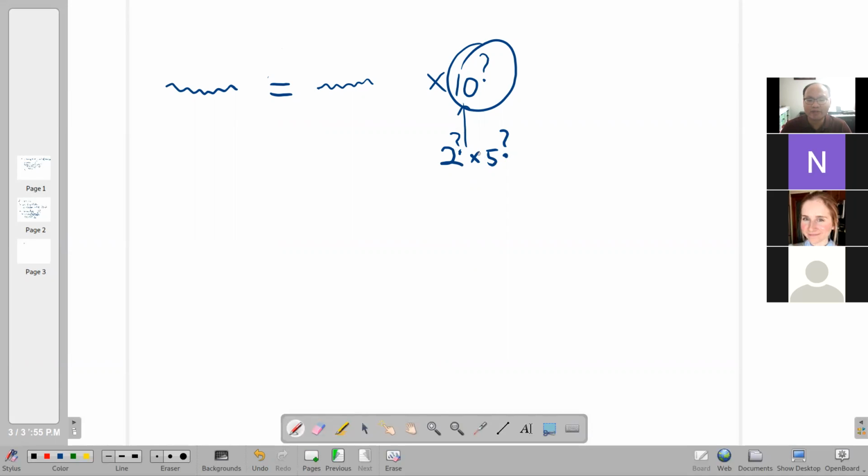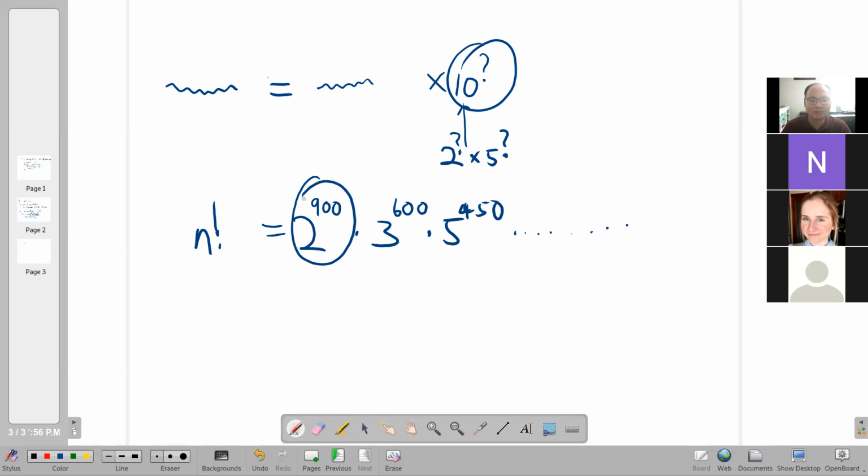So in fact, if you look at n factorial, let's say a million factorial, it doesn't really matter, and you factor it, you have 2 to the something. I don't know what it might be. Let's say 900, I'm just making numbers up. Maybe 3 to the, I don't know, 600, and 5 to the 450, and then maybe a bunch of other things. The only way you can get zeros at the end is through combinations of 2s and 5s. None of the other numbers can contribute to this 10 here. Does it make sense?